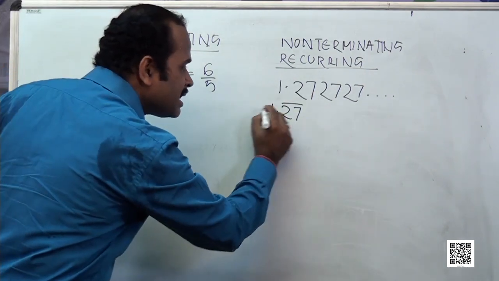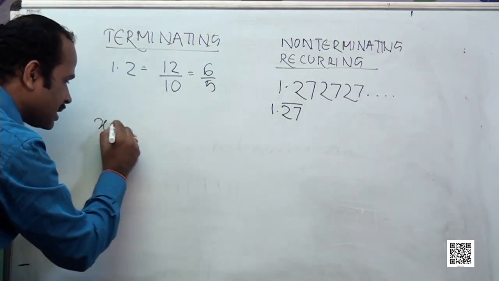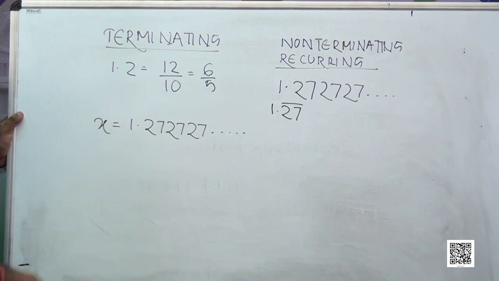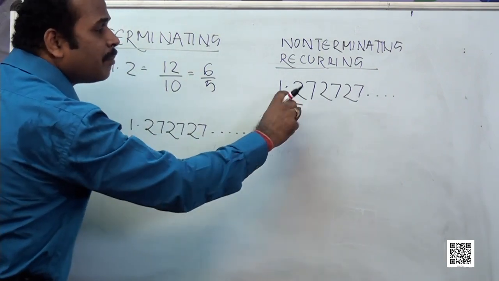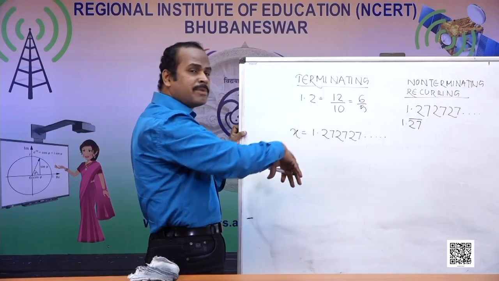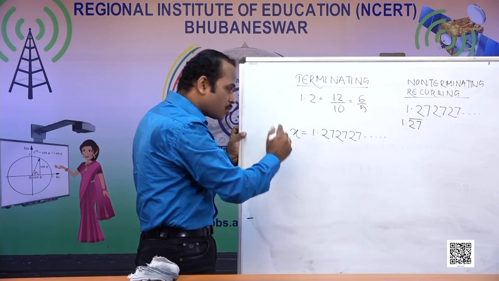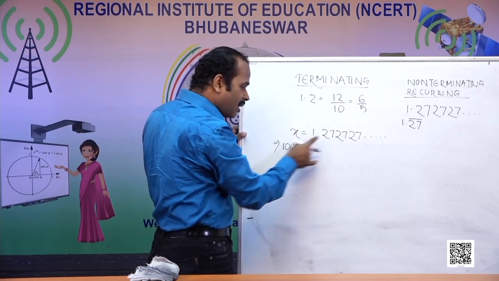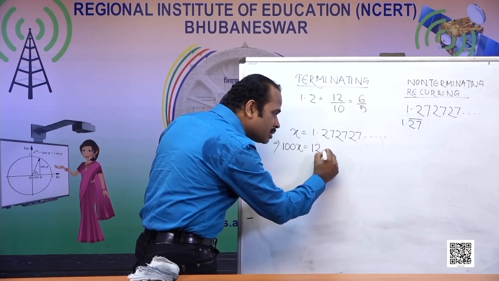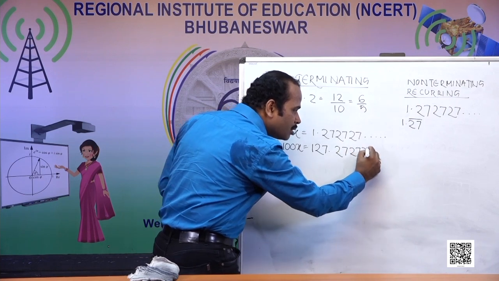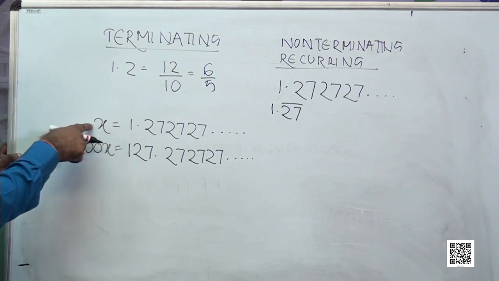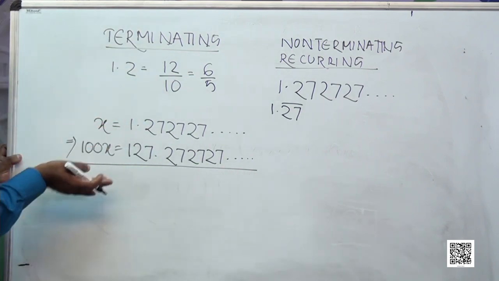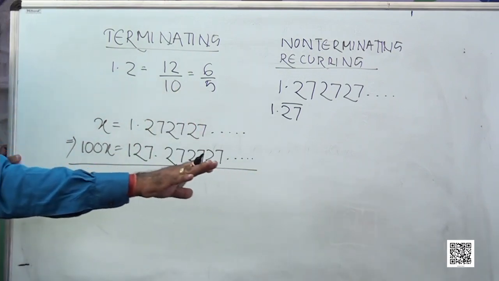Let me take this entire number as x. So I write x equal to 1.27, and so on. Now how many digits are repeated? Here you'll find these two digits are repeated after the decimal point. So to bring these two digits to the left-hand side, I have to multiply x by 100. So 100x equals 127.27, and so on. If I compare x and 100x, the after-decimal portions of both numbers are equal. So if we subtract x from 100x, the after-decimal portions will cancel.